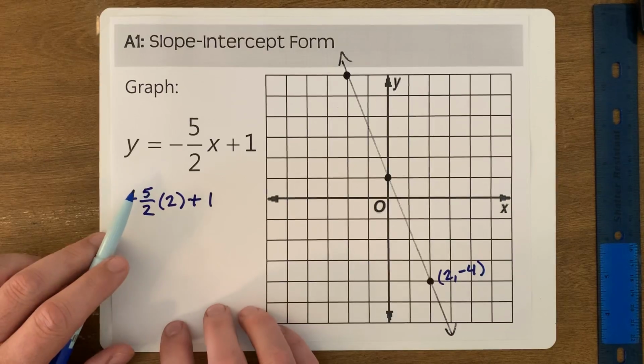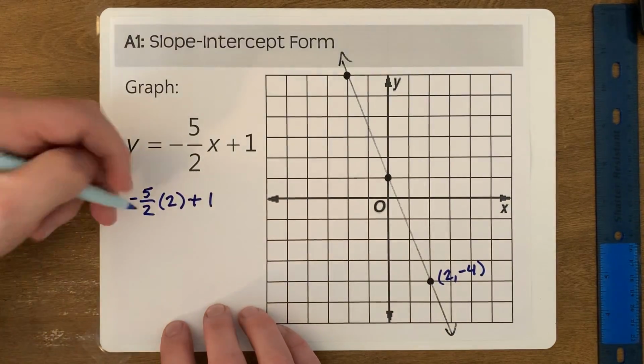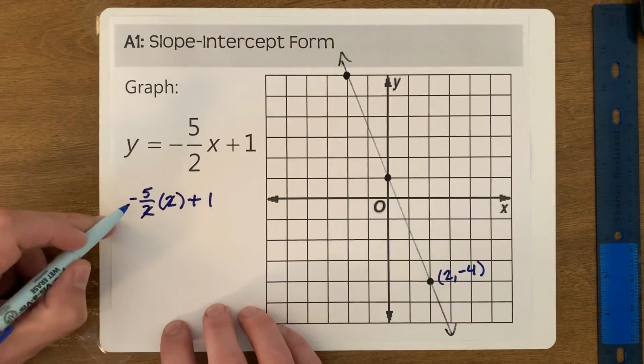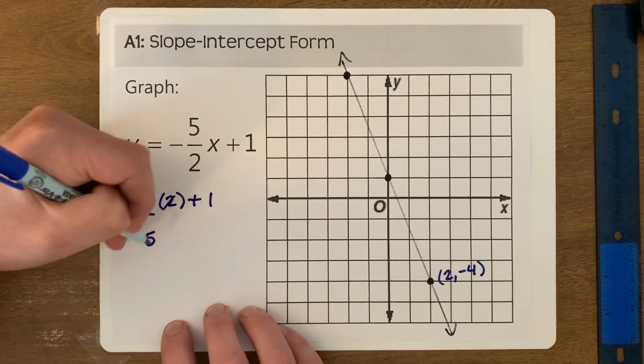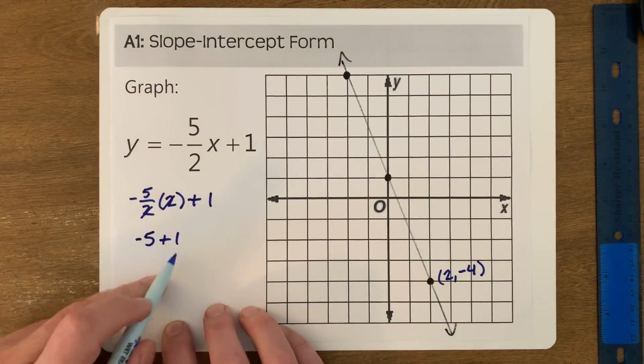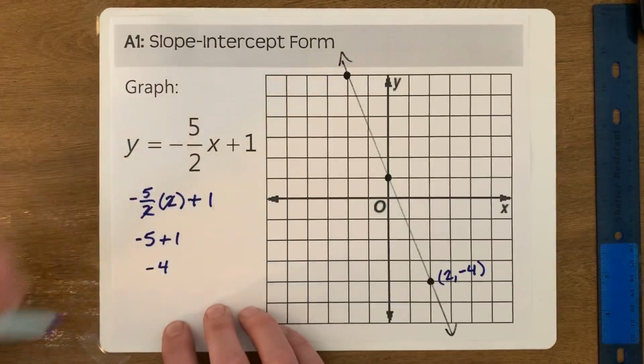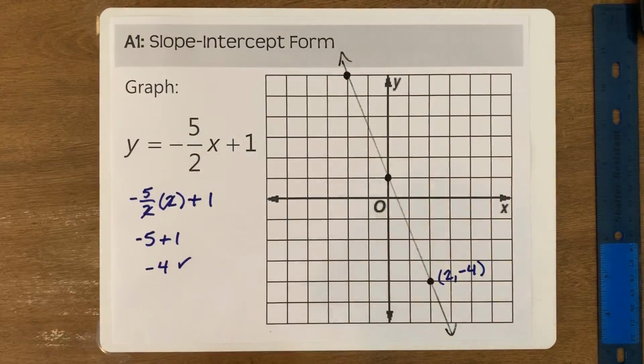So let's see. -5 over 2 times 2. These 2's cancel out, and it's just -5 plus 1. -5 plus 1 is -4, and it does check out. It gives me the correct y value. So if you're ever in doubt, you can check your points, make sure that they are solutions of that line that you started with, and if they are, then you are good to go.